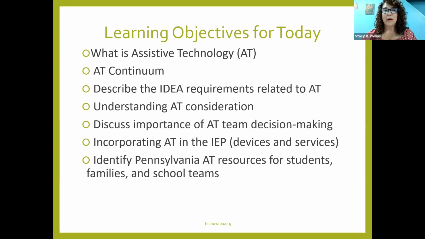And lastly, I'm going to provide you with a lot of resources, as I mentioned earlier. This can be a daunting task to really make sure that your student has what they need in forms of AT. And there are so many resources out there that even school staff are not aware of. So I want to make sure that you have the tools that you need to really feel confident when you go into an IEP meeting and you're advocating for your student or your child.